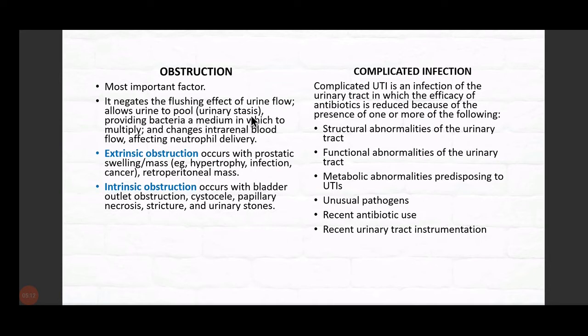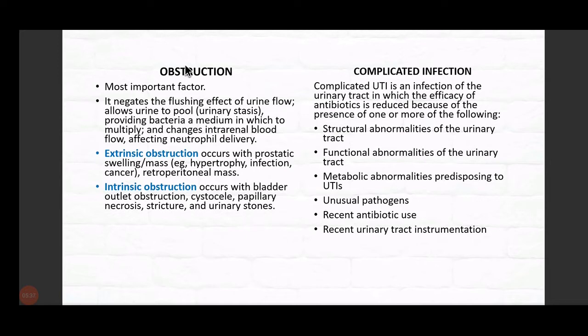If there is running tap water, the water keeps on moving. If there is a drain or a river that keeps on moving, we don't find any dirt in that. But in case of stasis, like we see our river Yamuna, it is full of dirt. The same thing happens here. Whenever there is urinary stasis, it becomes a medium for bacterial growth and ultimately infection.